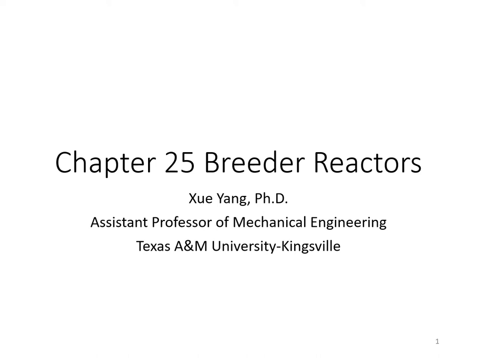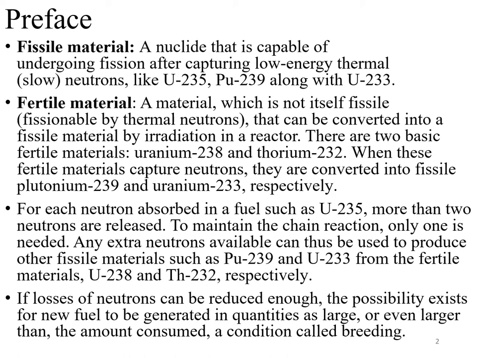In Chapter 25, we will briefly introduce the concept of the fast breeder reactor, which can transform fertile materials to fissile materials to greatly increase the utilization of the nuclear material. First, let us review the concept of the fissile and fertile material.